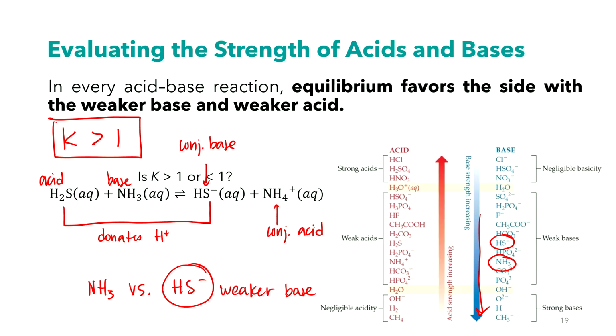Wherever the weaker is, yes. Because the weaker side, think about it, if NH3 is the stronger base, then it really wants to accept a proton. So we should find it on the side where it has accepted that proton, and that's on the product side.